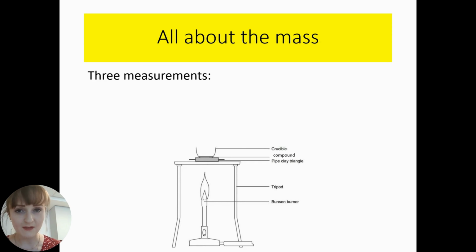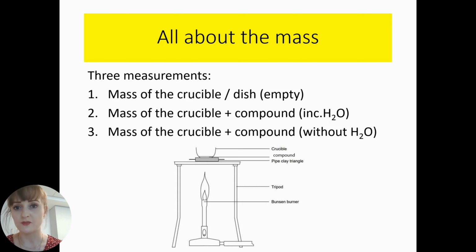Then you'll add whatever the compound is and get the new mass. The compound that you add will have the water attached to it. Then you'll heat the compound. After you've heated it, and all of the water should be lost, you'll get your new mass. The difference between these two should be the water. All that should change when you heat it is that the water should be lost. The difference between the third measurement and the first measurement will be the compound itself.